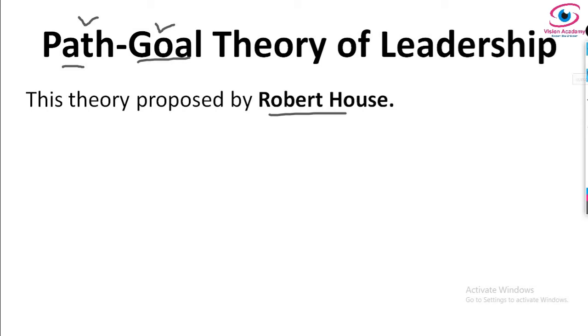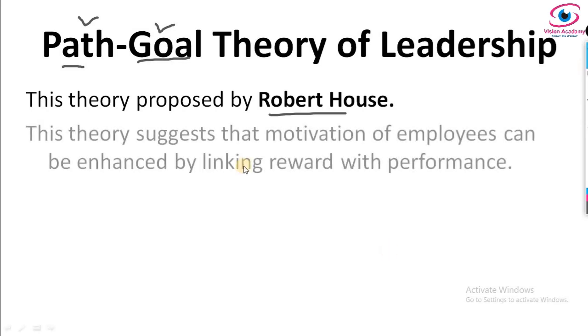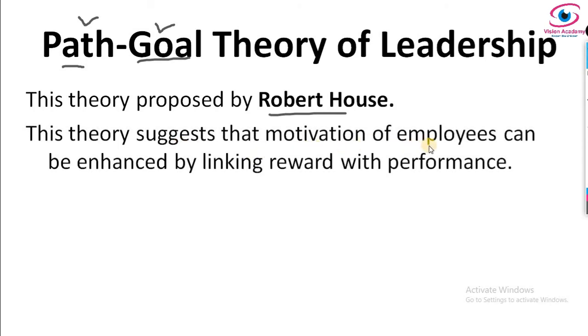He proposed path goal theory. So what is that? This theory suggests that motivation of employees can be enhanced by linking reward with performance. So the higher the performance, the higher the reward; the lower the performance, the lower the reward. We have to link them. We can motivate employees by linking reward with performance.